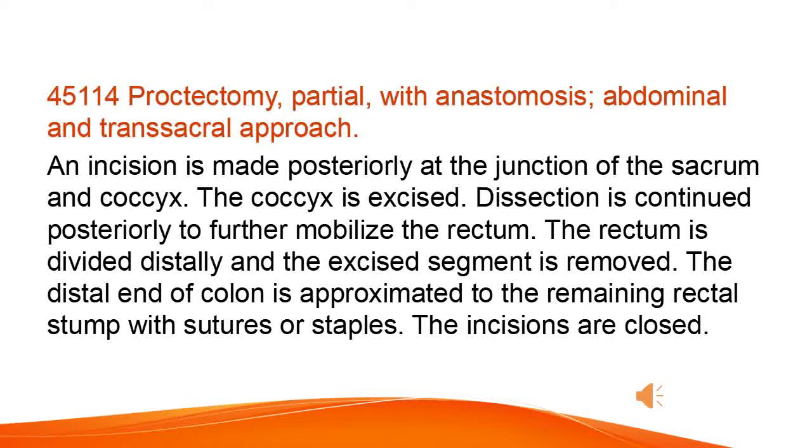Proctectomy, partial, with anastomosis, abdominal and trans-sacral approach. An incision is made posteriorly at the junction of the sacrum and coccyx. The coccyx is excised. Dissection is continued posteriorly to further mobilize the rectum. The rectum is divided distally and the excised segment is removed. The distal end of colon is approximated to the remaining rectal stump with sutures or staples. The incisions are closed.